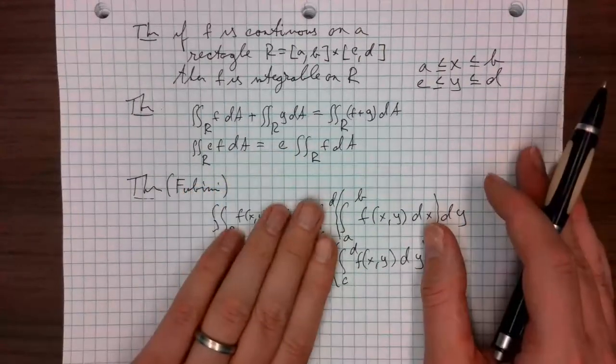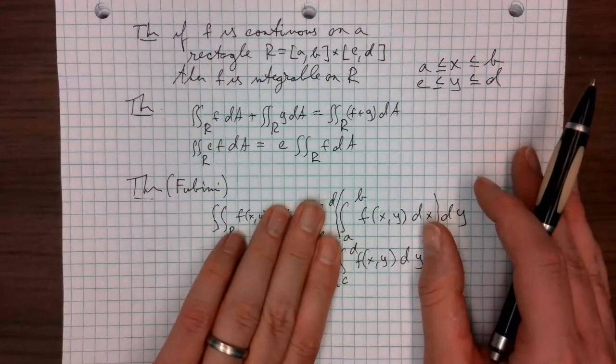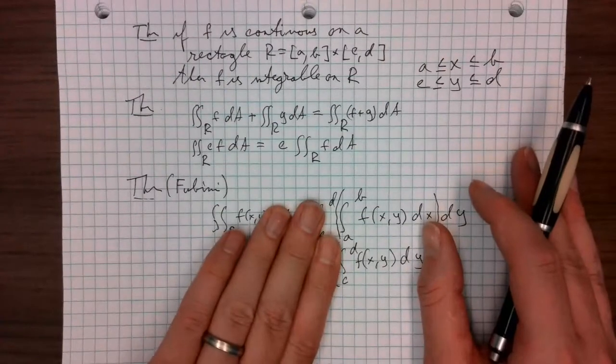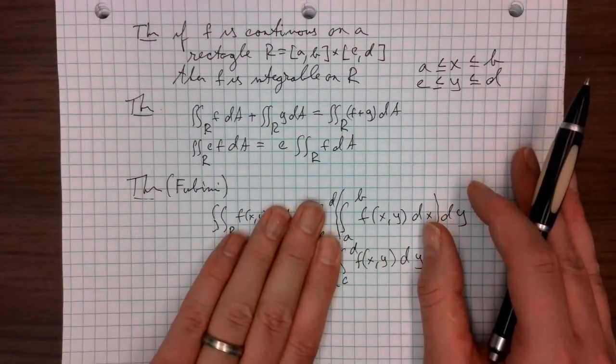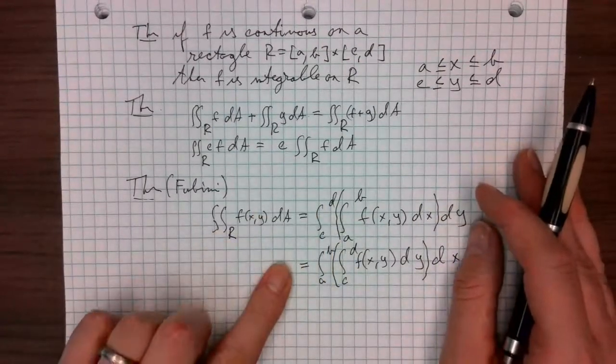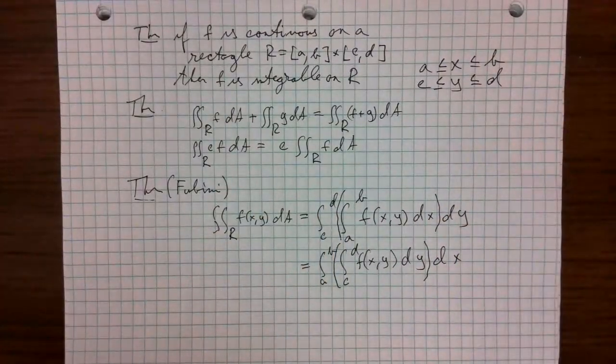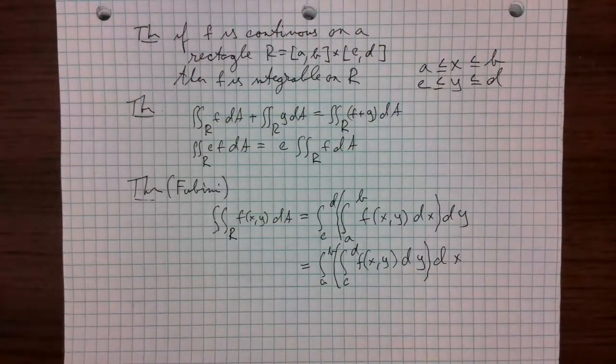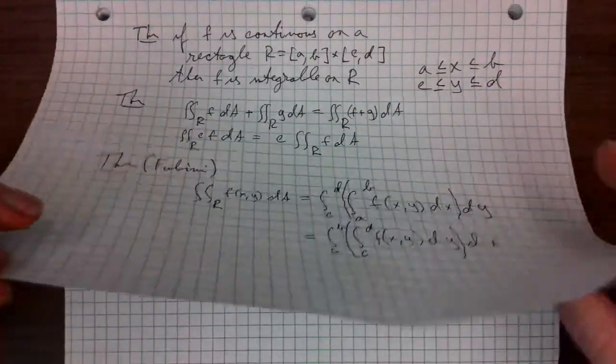And I could do the thing in reverse. I could first keep x constant and integrate with respect to y, and I get a function of x, and then I could integrate that, right? Well, maybe let's do a couple of examples. Let's do some really simple ones.